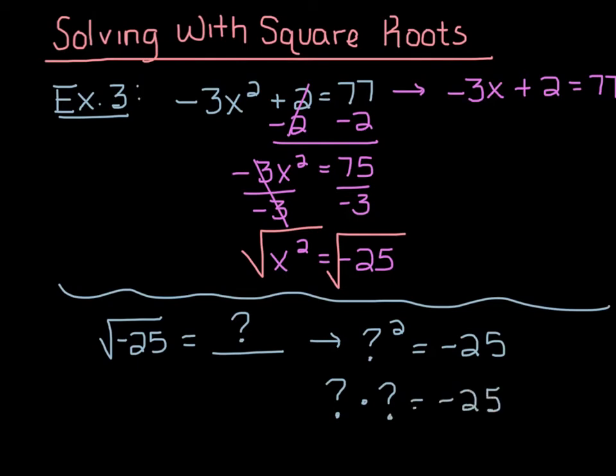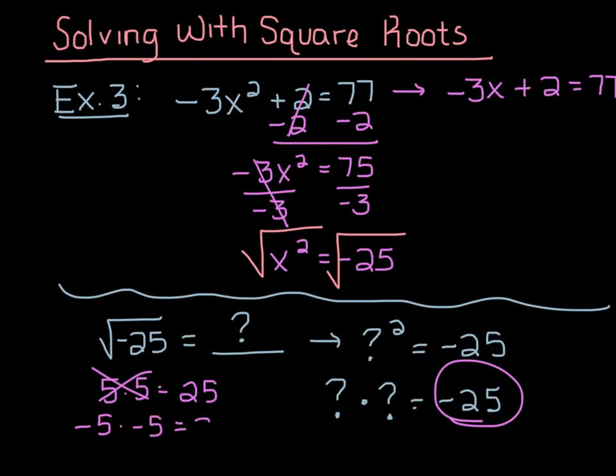Well, we know 5 times 5 makes 25, so if I did positive 5 times positive 5, that comes out to be positive 25. Well, we need a negative 25, so that doesn't work. What about negative 5? Negative 5 times negative 5. Well, that also equals positive 25 because 2 negatives make a positive. So negative 5 doesn't work because we need it to come out negative.